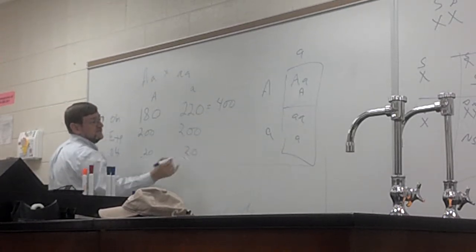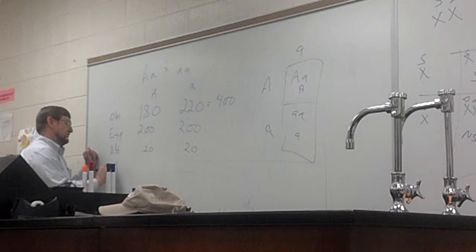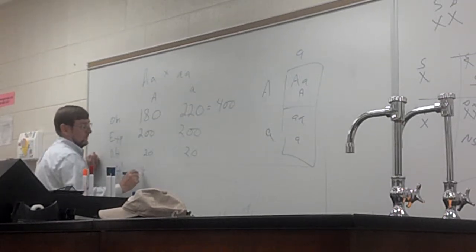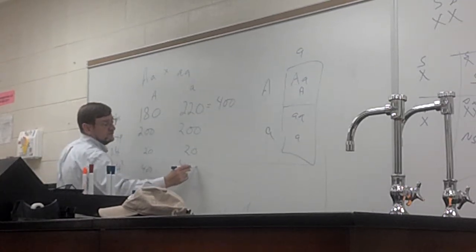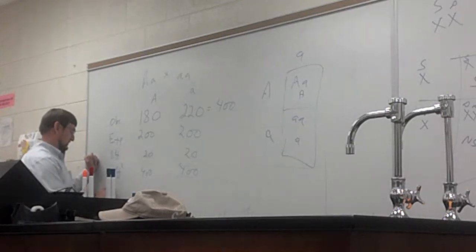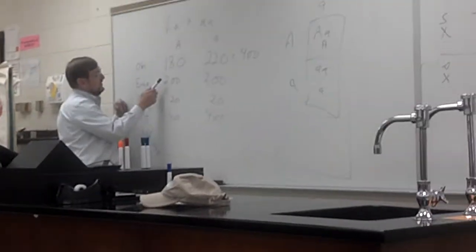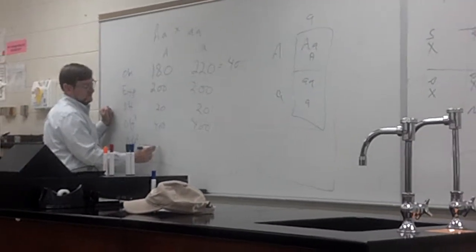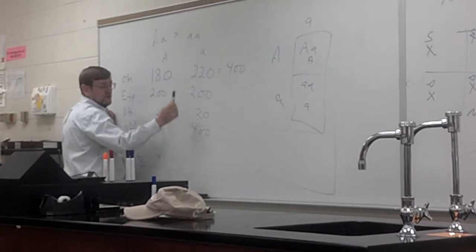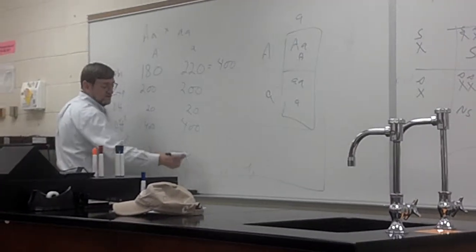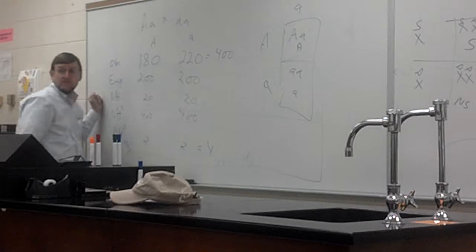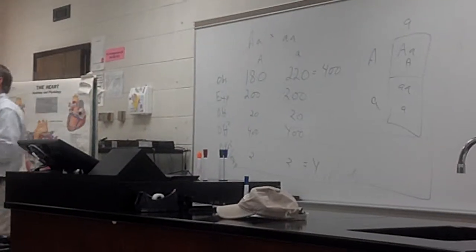The difference is 20 and 20, difference squared, 400. Difference squared over expected: 400 over 200. Chi-squared, 4. Is that a 1-to-1 ratio?